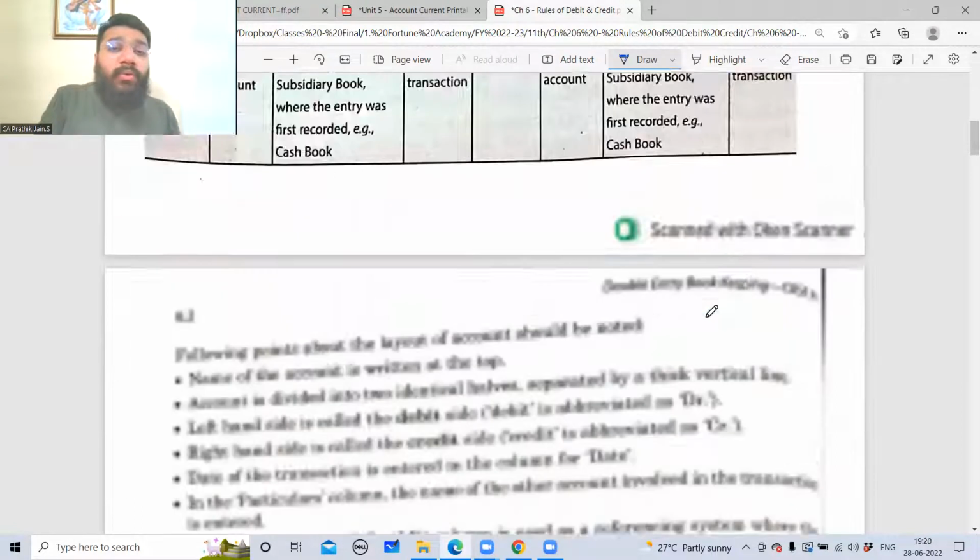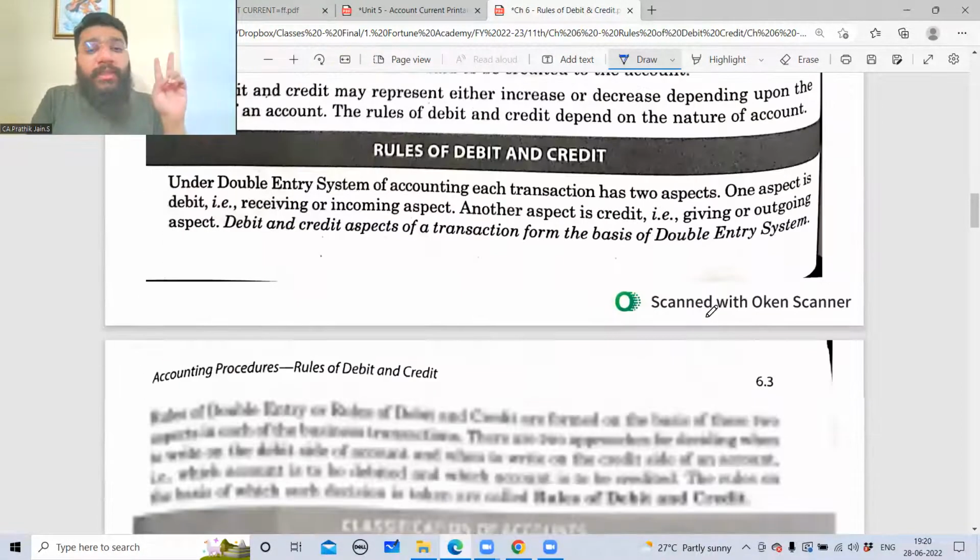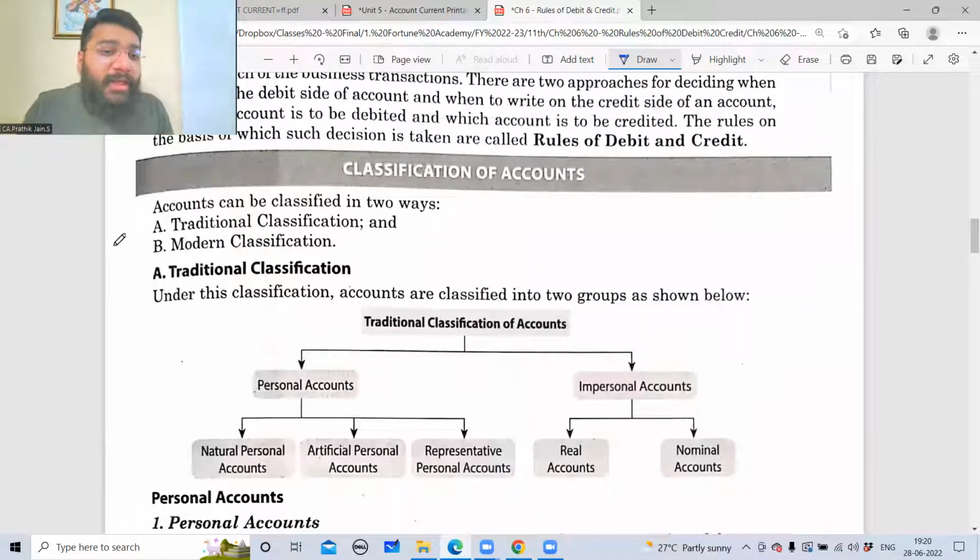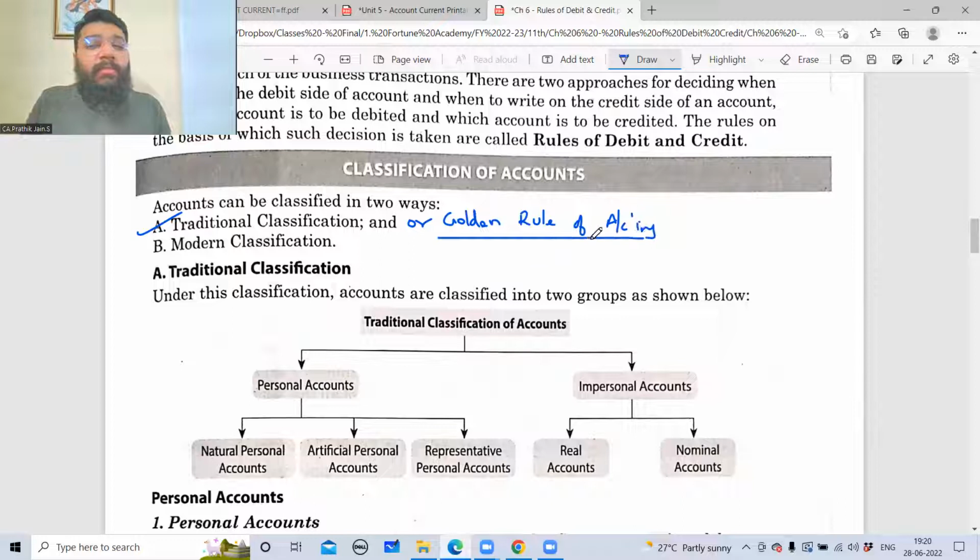So how do we get to know the rule of debit and credit? There are two rules that have been prescribed. One is called as traditional classification, which in other words is also called as golden rule of accounting. This is very famous, guys. In the matriculation and the state board book, you will find this language, golden rule. In CBSE, they call it as traditional classification. Both are same. So they may ask you an MCQ question. Another name for traditional classification is golden rule of accounting.